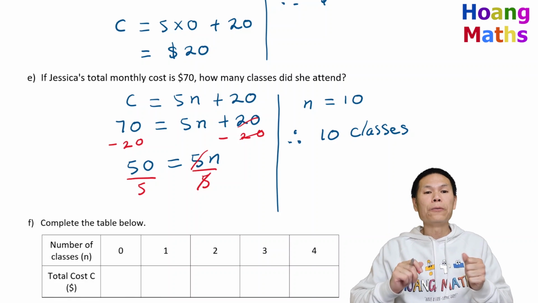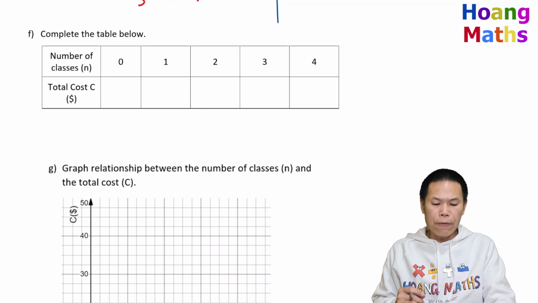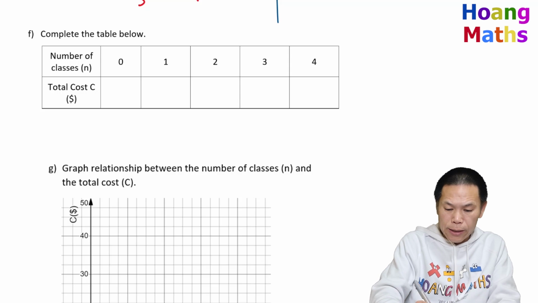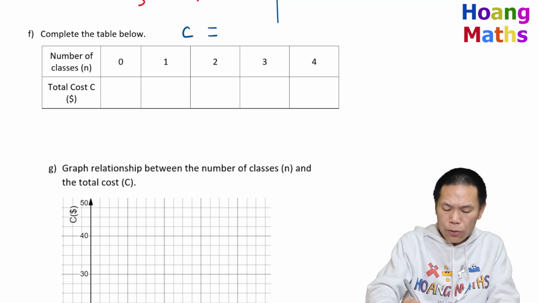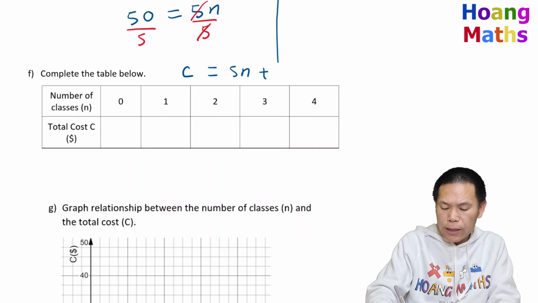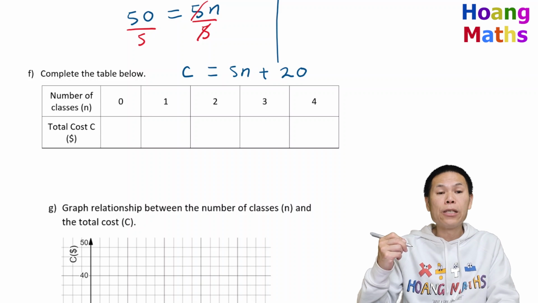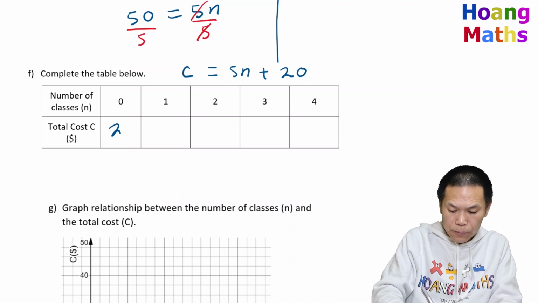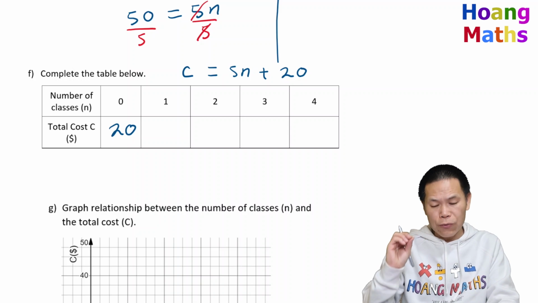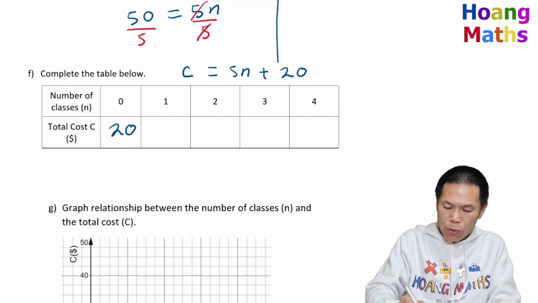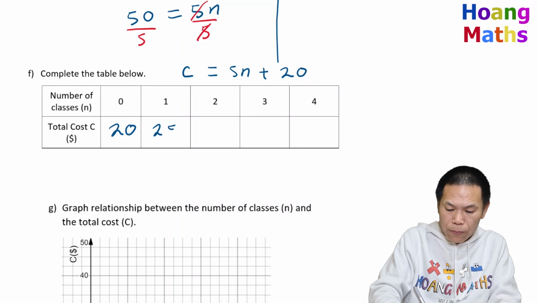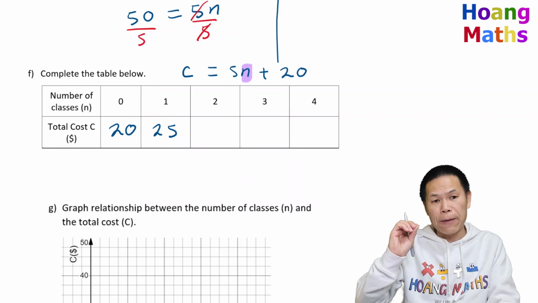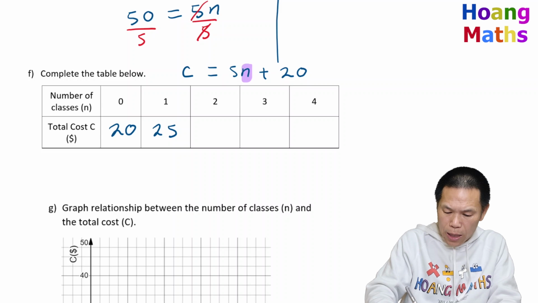So there you go. Part F. So we need to complete the table. So we know that the rule is this. C is equal to 5n plus 20. So when n is 0, 5 times 0 is 0, and we add 20, so give me 20. And 1 times 5 is 5, and we add 20, so that will give me 25. And when n is 2, so 5 times 2 will give me 10. Add 20 will give me 30.